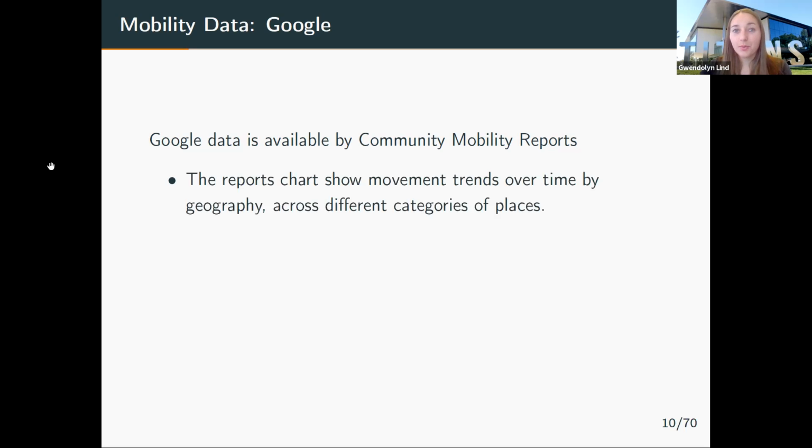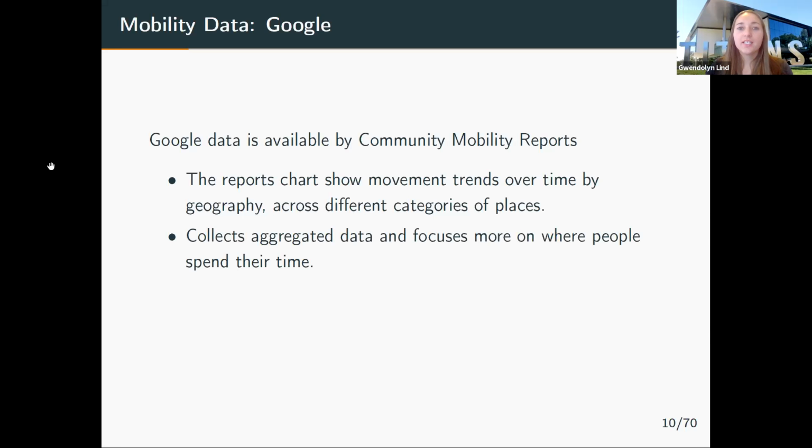So what are in these reports? These reports show movement trends over time by geography across different categories of places. These categories include parks, grocery stores, transit stations, retail, workplace, and residential. These categories are grouped with places of similar characteristics, such as grocery store and pharmacy can come together and be considered essential trips.